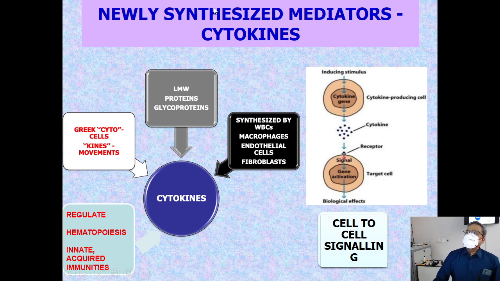The other important newly synthesized mediators are the cytokines. So what's a cytokine? Anybody knows? Why do you call it a cyto and a kine? So they are released by cells and they act on other cells and they are mediators, so they call it a kine.